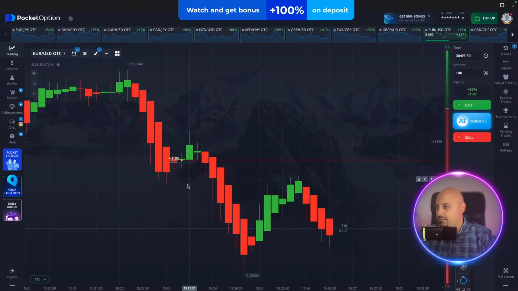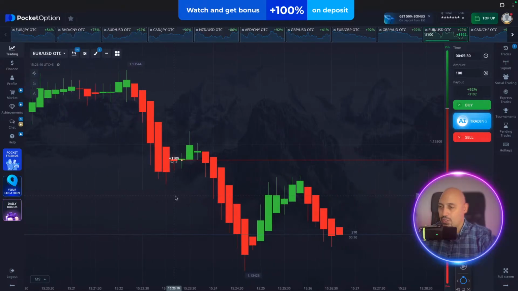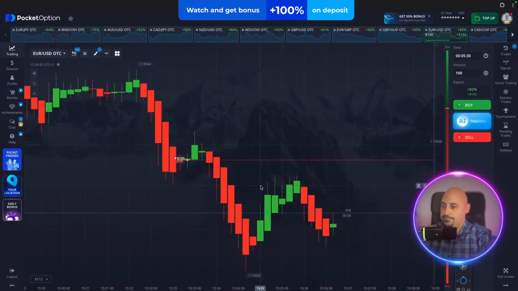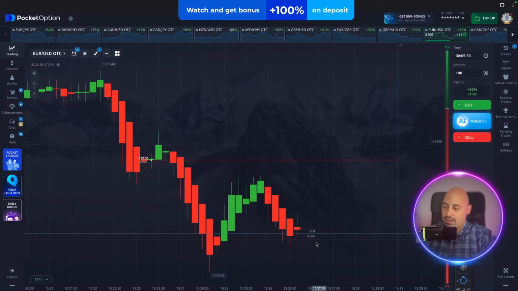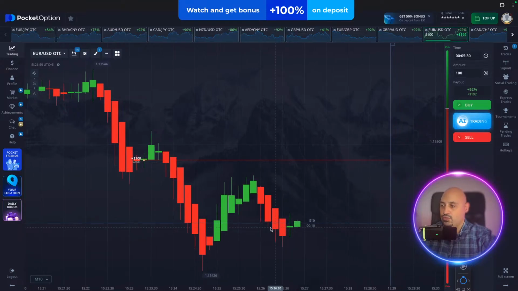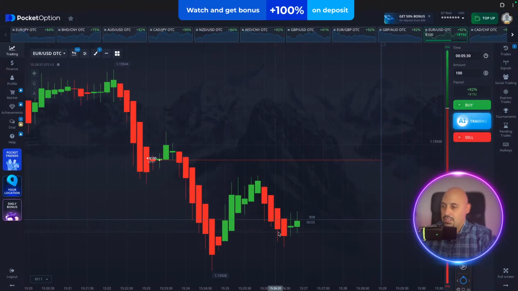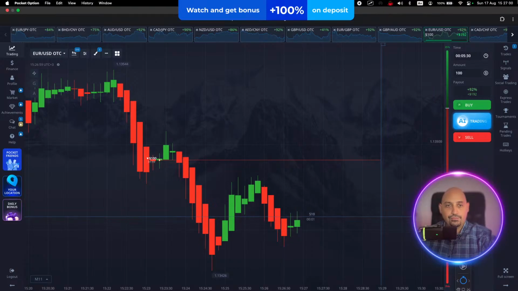We did open it for 5 minutes, though. We still have another 2 minutes and 20 seconds to go. You can see a lot of green in a row, a lot of red in a row, because it's eliminating the noise so you don't get distracted when there are small pullbacks. Nevertheless, let's see what happens here.